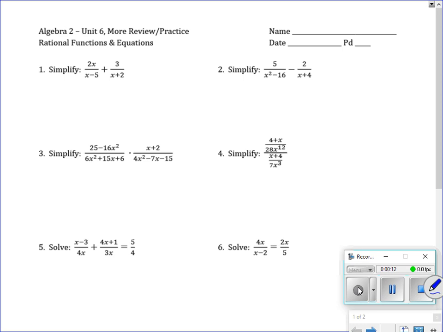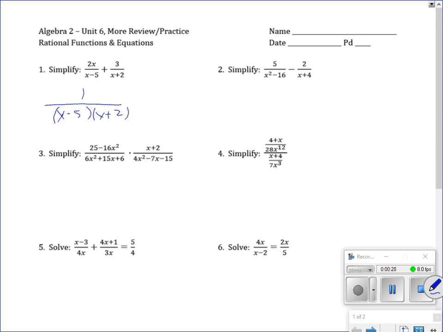So here we go. Number 1 is an adding problem, and number 2 is subtracting. It's the same idea. We need a common denominator. So number 1, these denominators are totally different. My common denominator is going to be x minus 5 and x plus 2. I'm just going to put those two things together to be my common denominator.